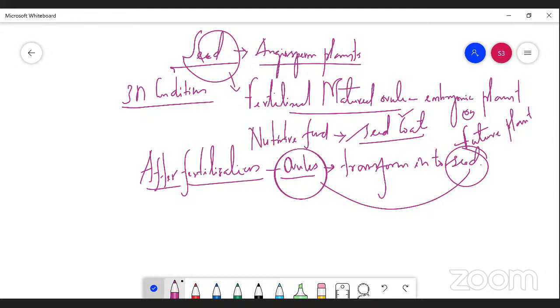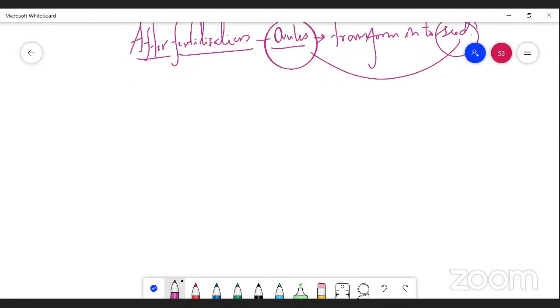Now I am going to discuss the types of seed. The seed can be classified in various steps. First of all, on the basis of cotyledon.